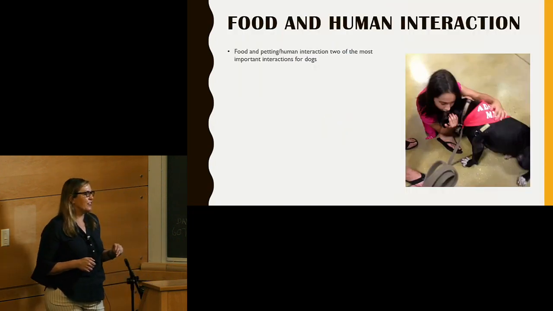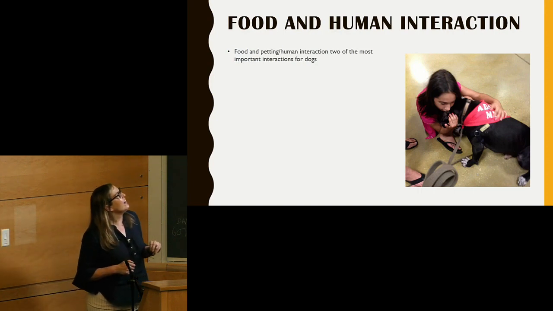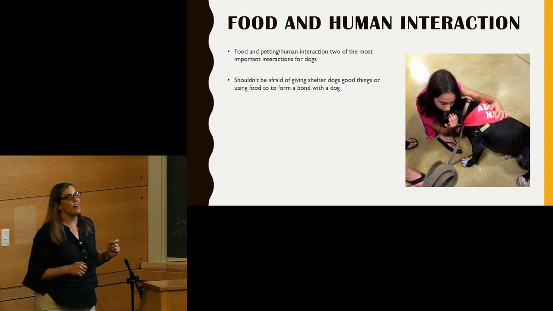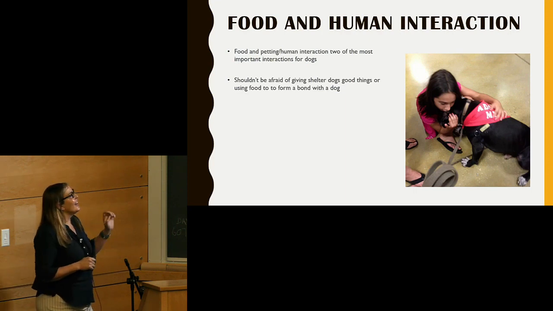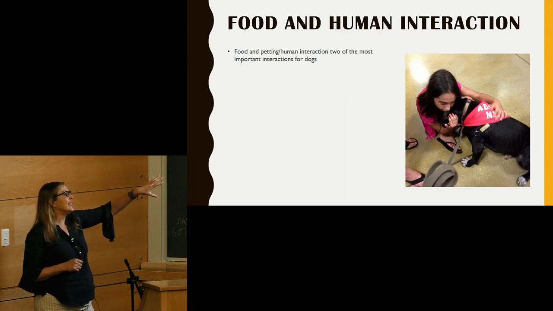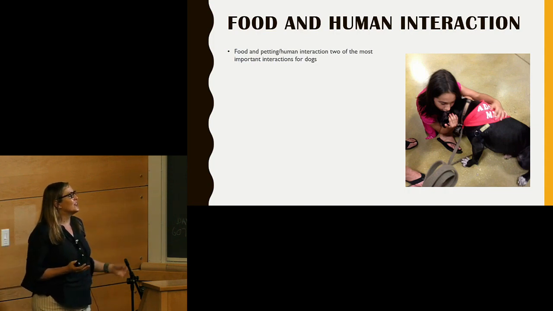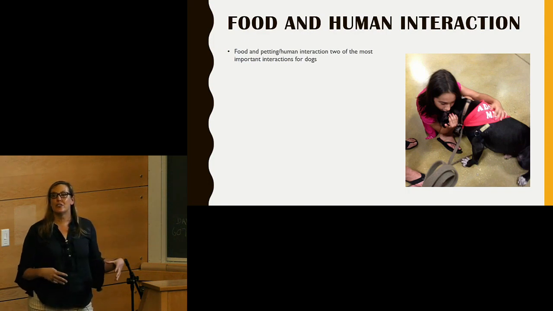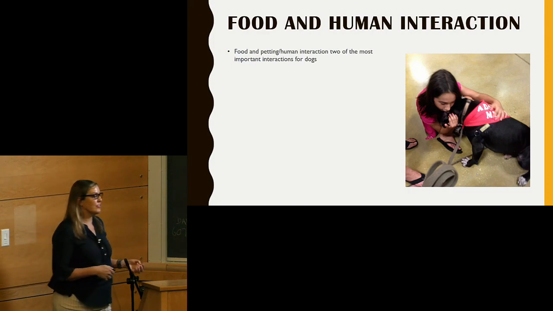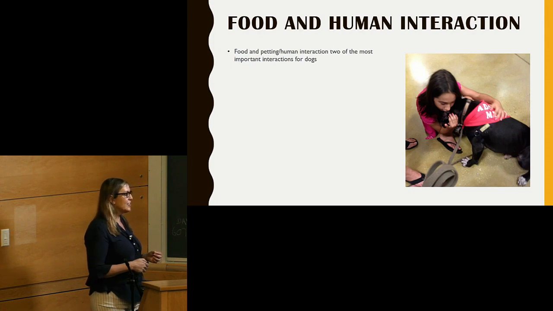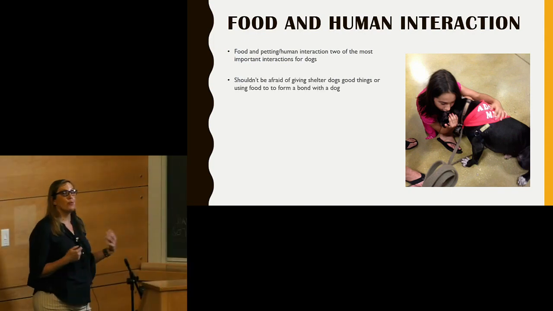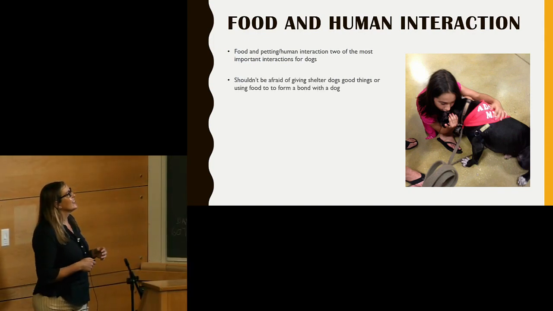So just a few things to know: we find that food and human interaction are two of the most important interactions for dogs. We've studied this in shelter dogs and owned dogs. We've done preference studies, and this is where that comes from. But we also know in the welfare world that human social interaction is one of the best ways to improve shelter dog welfare.